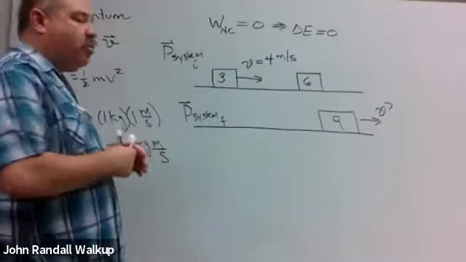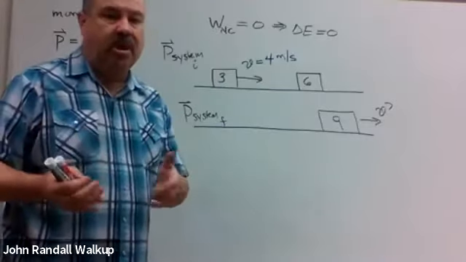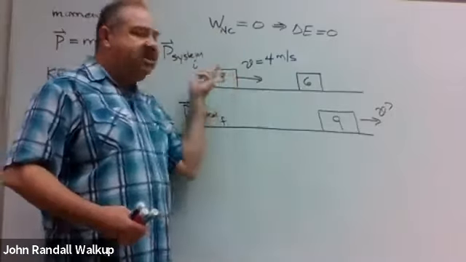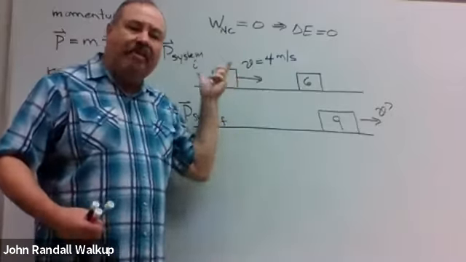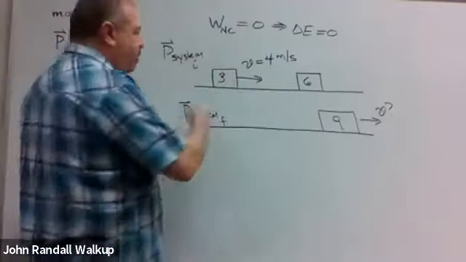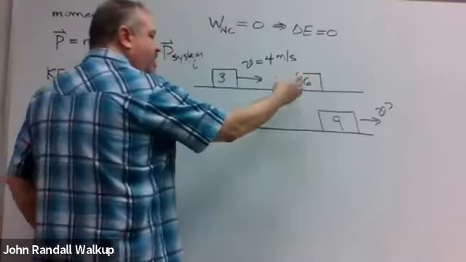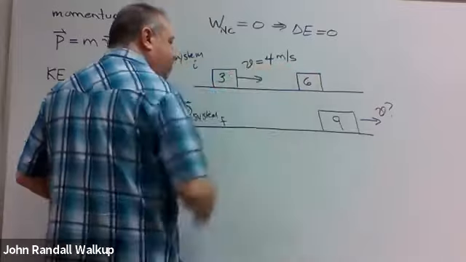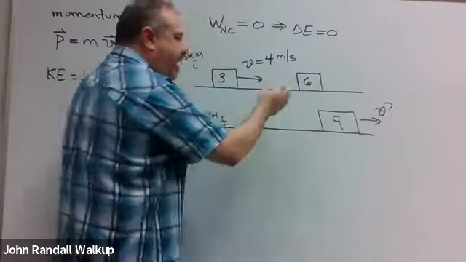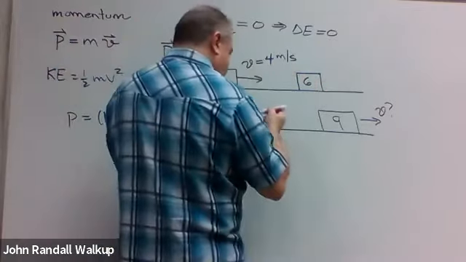Now, the question becomes, what's the system? Well, remember, the system is anything you want it to be. So let's just take a look at the 3 kilogram. If we just make this the system, is its momentum conserved? And the answer is no. The reason why is it slides across, it hits the 6 kilogram, and the 6 kilogram block is going to apply a force to it. I'll just draw this here.